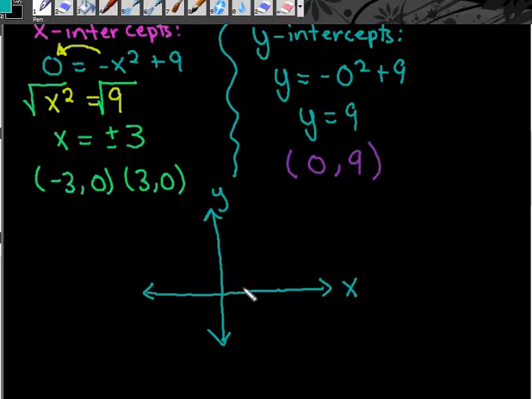So we would go to our points. On the x-axis, I would go to negative 3, 0 and positive 3, 0. On our y-axis, we would go up to 9. I'm going to count by 2s. So 9 would be halfway in between 8 and 10. And we would draw our graph to show that we have a quadratic that is opening downward.